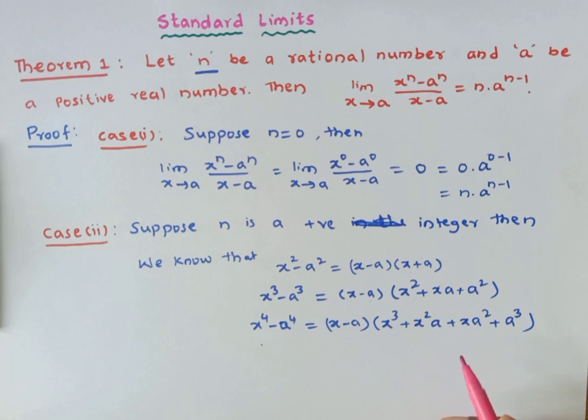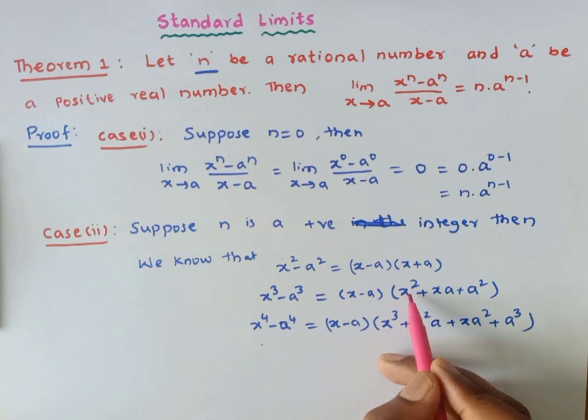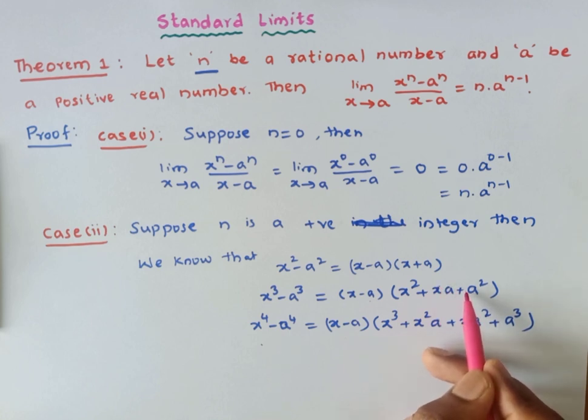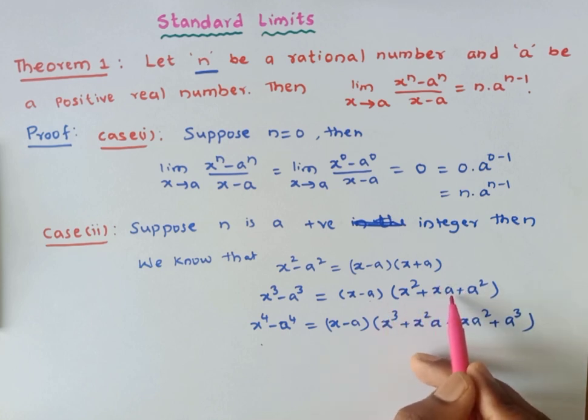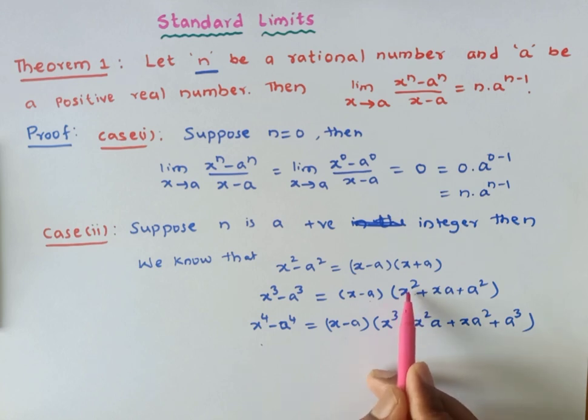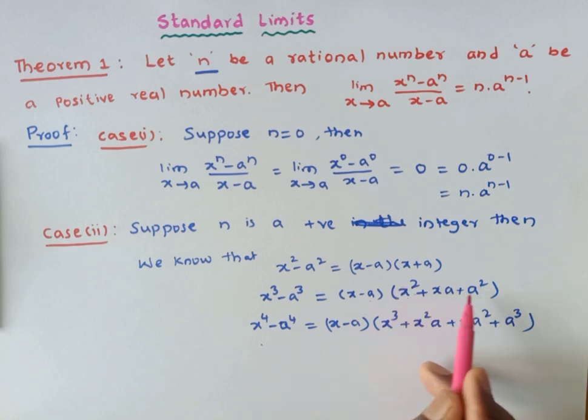Now see how we need to write all those terms. Just observe the power of x in each and every term. So here x square is there. Next x power 1, here it is x power 0. Next similarly the other term a is there. So here it is a power 0, a power 1 and a power 2. So in the first term x power is decreasing and a power is increasing.